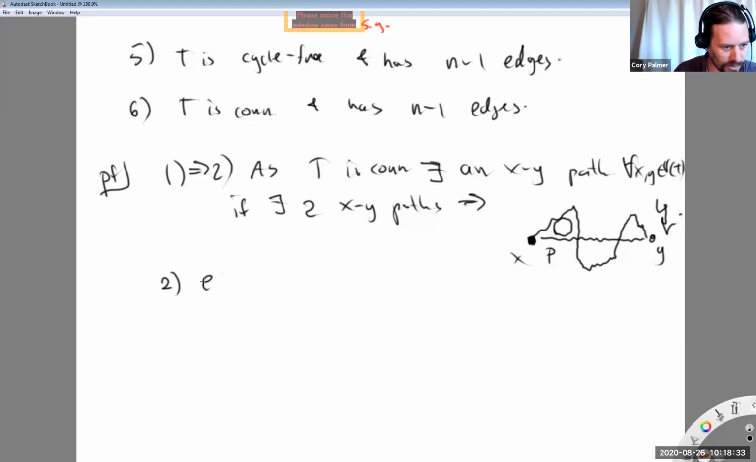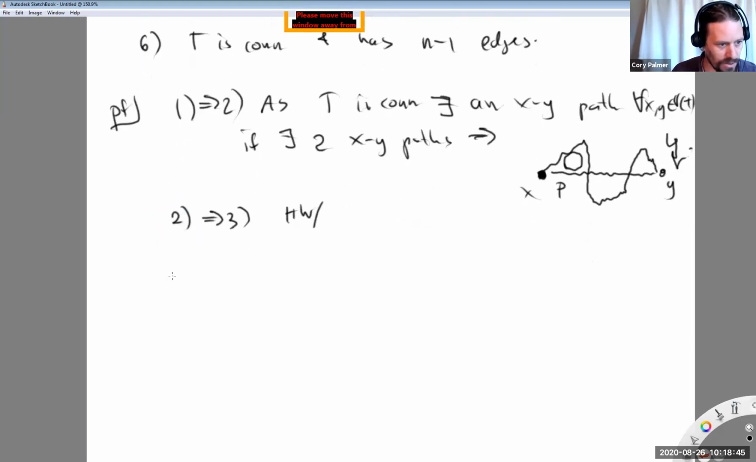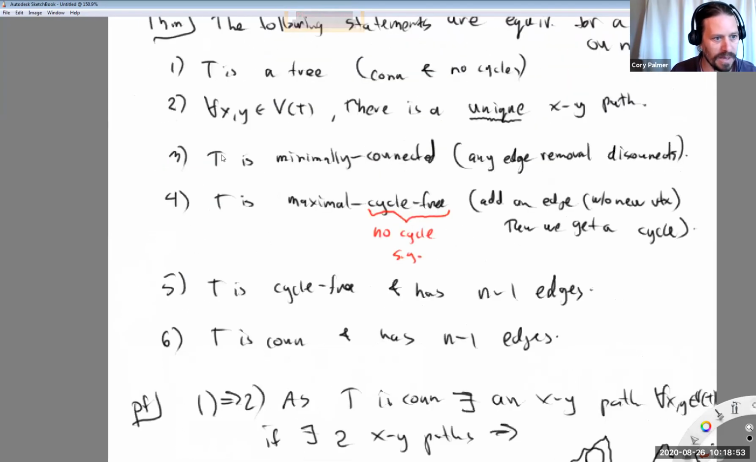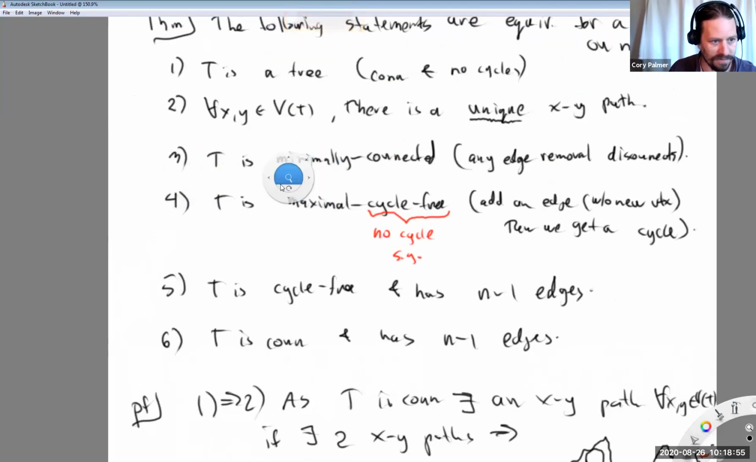Okay, so number 2. But wait, no, not number 2. That 2 implies 3 is an exercise, so I'll just say homework. It hasn't been assigned yet, but this is an exercise in the notes, okay? What about 3 implies 4? That one we'll do real quick. So let's just scroll up to check what 3 and 4 are. 3 is that it's minimally connected, and 4 is that it's maximally cycle-free, okay?